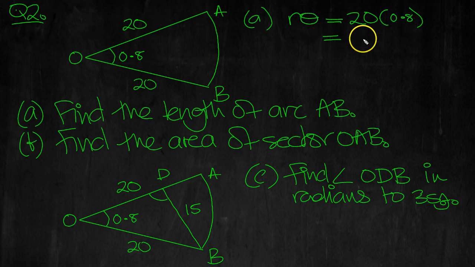20 times 0.8 is 10 eighths, so 8. 8 and 8 is 16 centimeters. And type it in the calculator if you need to. Part B. Find the area of sector OAB.